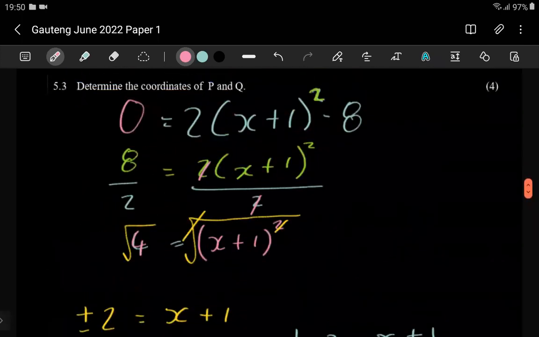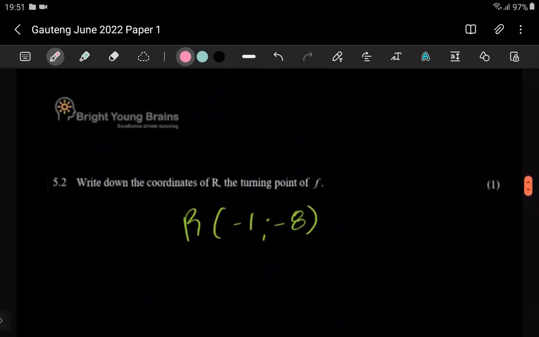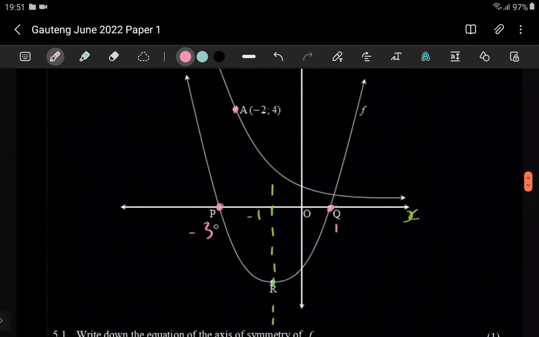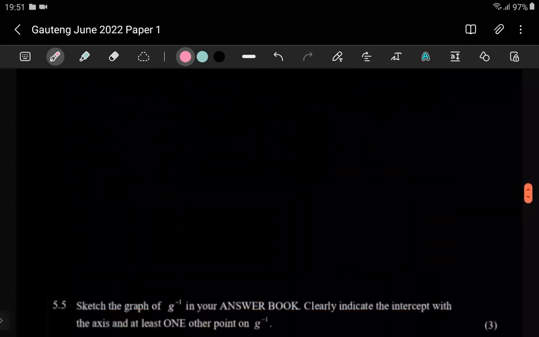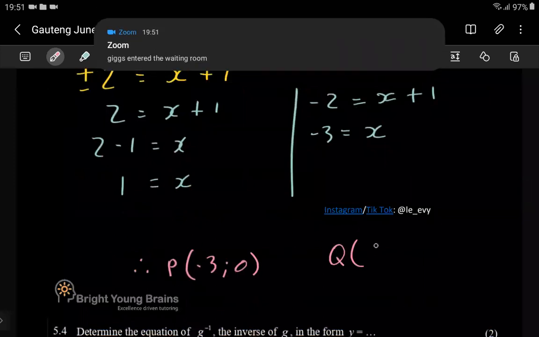But here you see they want the coordinates. So you cannot just leave answers like this. Here you have to say, therefore, P, as we can see, it's on the left side. So the x value is -3, but the y value is 0. So -3 here, give a 0 there. Q, same idea, +1 and 0.